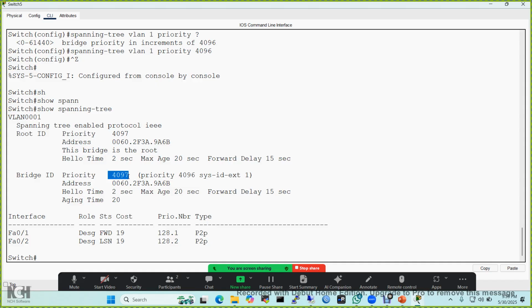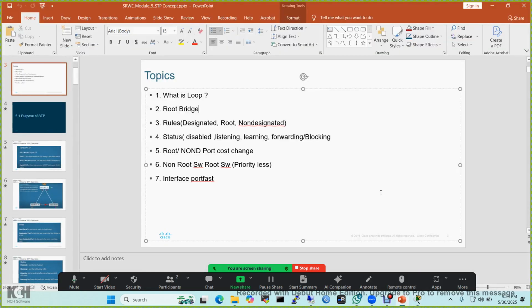We have got the point of how a switch can become root: with the lowest bridge ID. The bridge ID is the priority number first, and if the priority number is the same, then the MAC address. This is the root bridge.